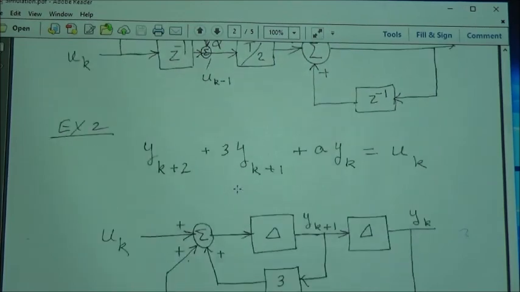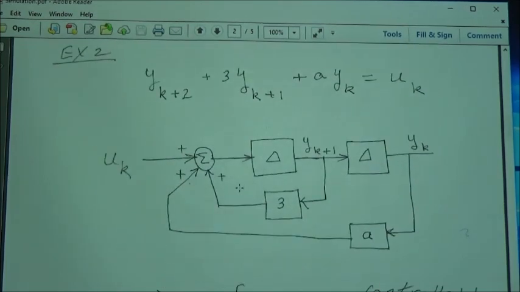Now, another example to describe how you can come up with a state equation for a particular discrete time system. Let's consider this discrete time system, which is of second order: y of k plus 2 plus 3y of k plus 1 plus a times y of k is equal to u of k.